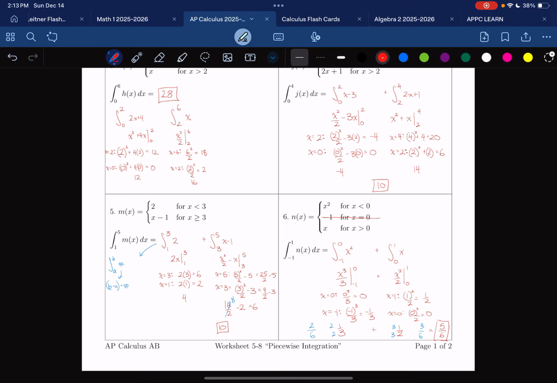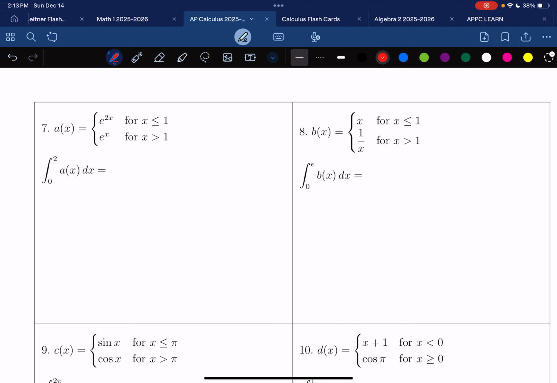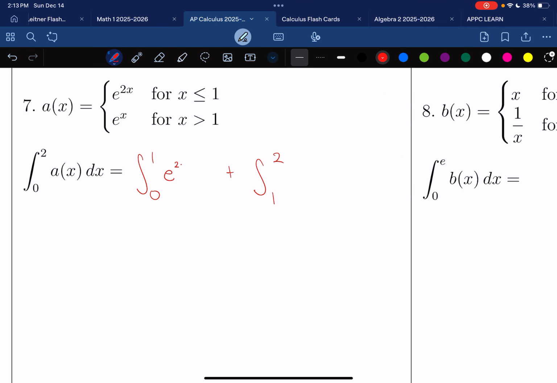All right, moving on to the backside. On the backside, what do we have? We have the left piece, which is from 0 to 1, plus the right piece, which is from 1 to 2. On that left piece, I have e to the power of 2x. On the right piece, I have e to the power of x.